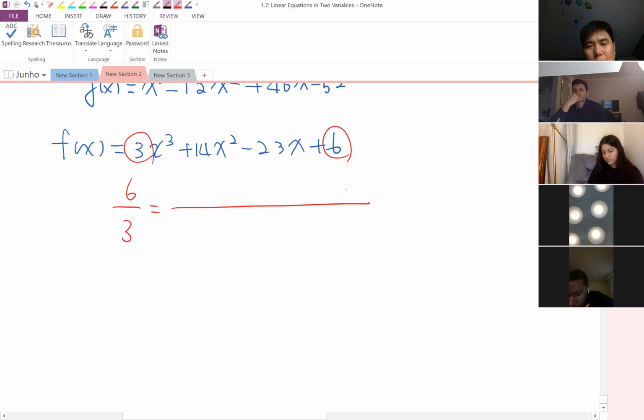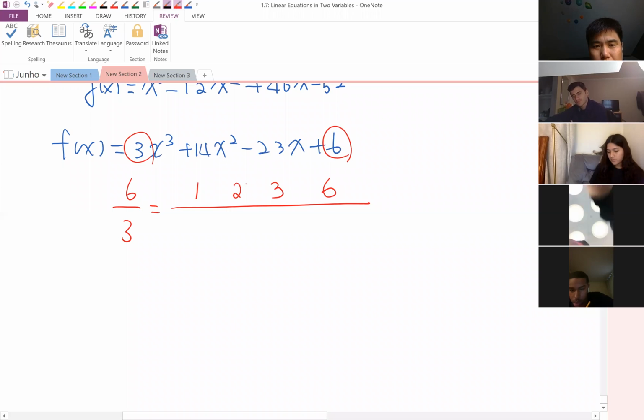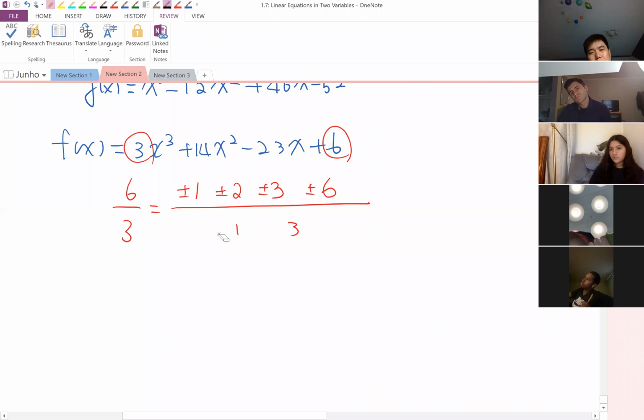Now find out the factors. For 6, you have 1 times 6, and 2 times 3. And don't forget plus and minus. What about the denominator value? 1 times 3. But as I told you, because we already put plus and minus on the numerator factors, putting it on the denominator is not necessary. So I'm gonna just delete plus and minus on the denominator factors.